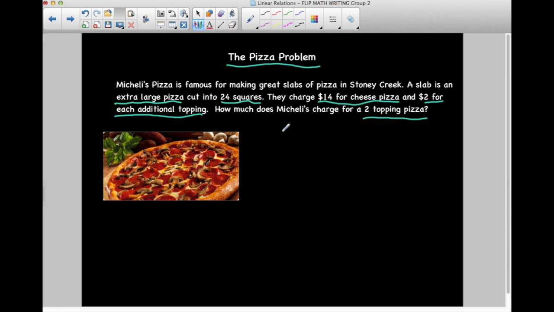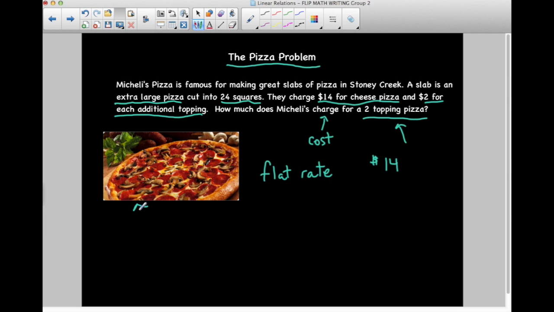So we got some really important information there, and first we need to understand what the question is asking us. So how much does Michelli's charge? So we are looking at the cost of a 2-topping pizza. Well, what is the price of a pizza with no toppings? We can call this our flat rate. So without any toppings, our pizza costs $14.